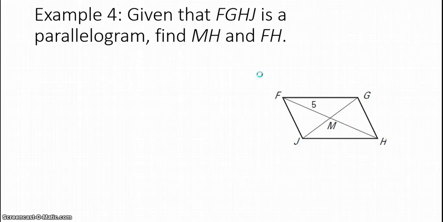And I know that the diagonals bisect each other, so that means JG cuts FH in half, so those two have to be the same. I also know that that would be true for the other diagonal, so JM and GM are going to be congruent as well. First thing I ask for is MH. MH is the other side of that diagonal, so it must be congruent, therefore it's 5. For FH, that'd be this 5 plus this 5, which is 10, so FH is 10.